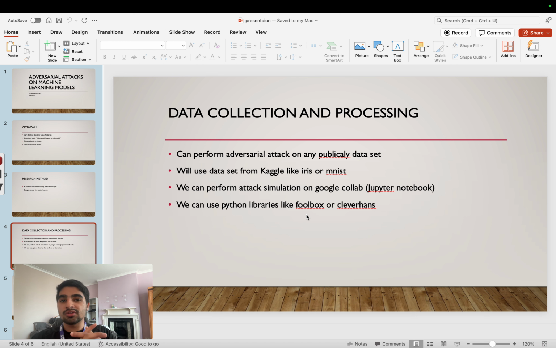Another problem is that we need big processing power. We cannot do this on our local machine. So for that we can use Google Colab, on which we can use Jupyter Notebook, and we can also use any cloud platform provider and use their GPUs, CPUs, and RAM. That is related to data collection, what data we need, how we will process it, and how we will simulate those attacks. I am talking about the future.